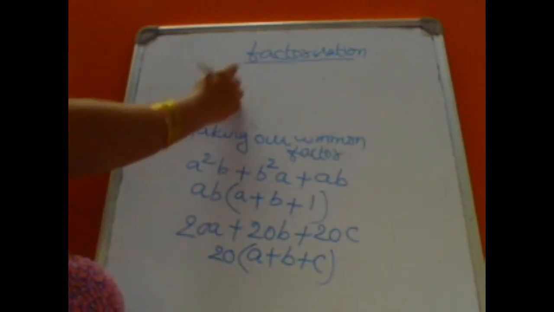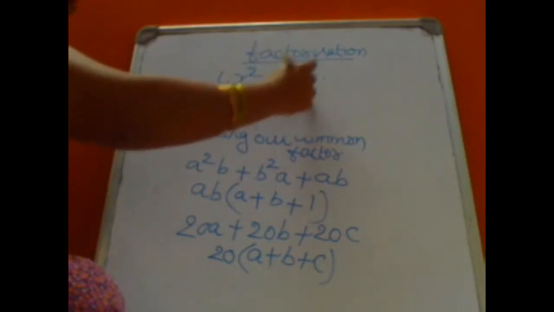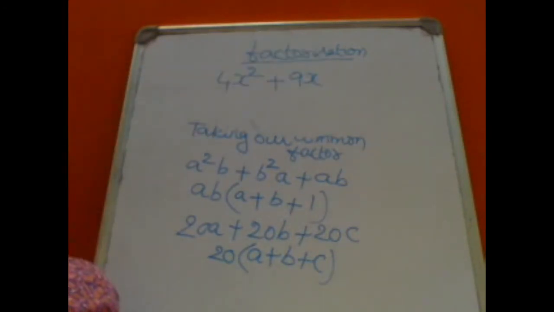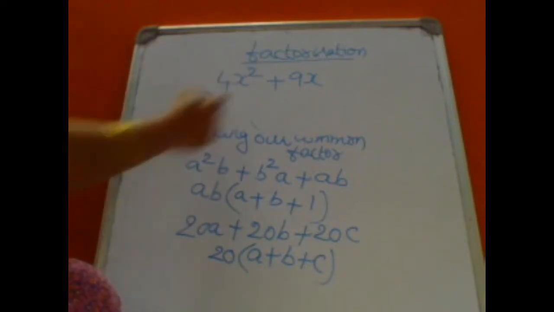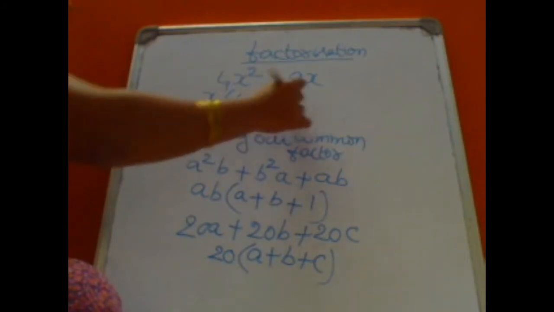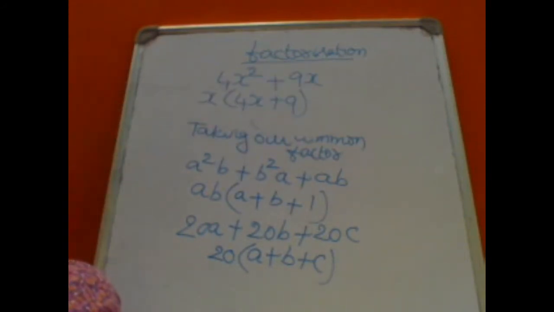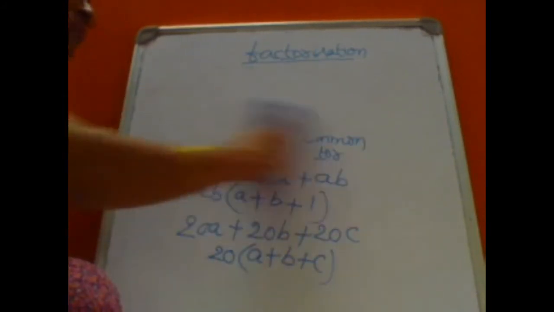So you have 4x square plus 9x. In this example you can observe we will not get a common factor for the constants 4 and 9, but you will get the common factor only for the variables. So you take x as common and in the bracket 4x plus 9. Depending upon the algebraic expression, we have to take the common factor and then factorize. This method of factorizing, we call it factorization by taking out common factor.